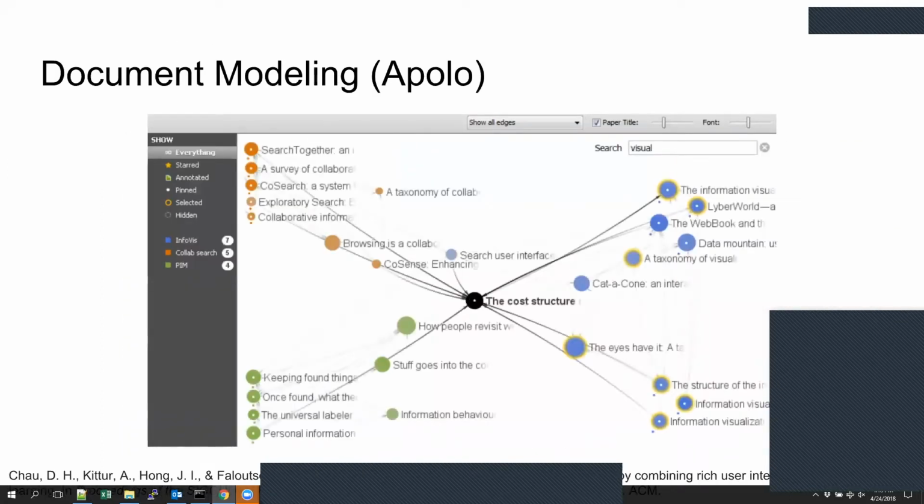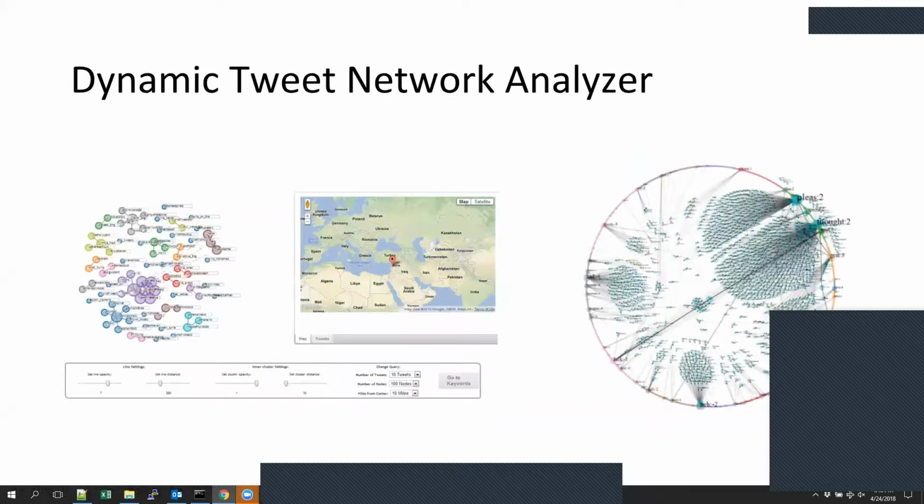In terms of modeling, one of the ones I've seen before is called Apollo, looking at document modeling. This is built out of CMU, Carnegie Mellon, where they allow people to search articles and then find articles that are of like type in terms of the content itself. There are some visualization qualities to it, some coloring, and some network qualities, but for the most part, it's meant for you to explore that space.